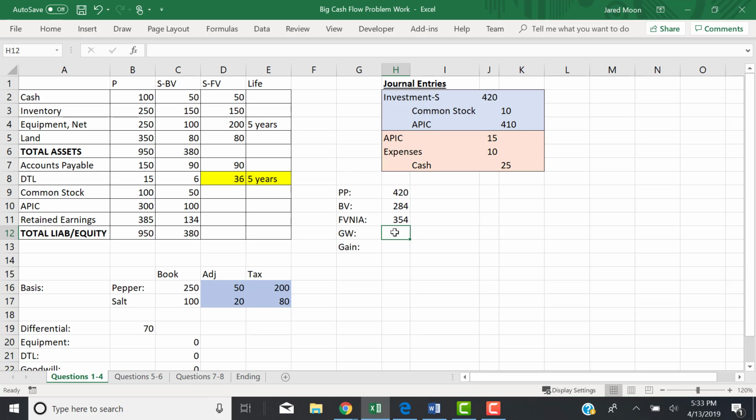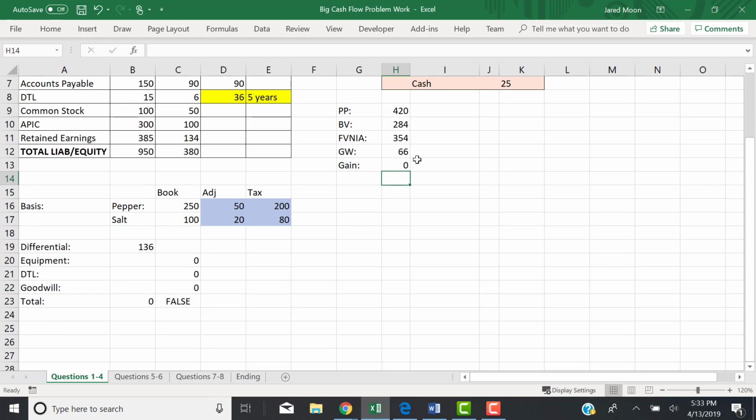To figure out the goodwill or the gain, you do the purchase price minus the fair value of net identifiable assets. So I'm going to do that minus that. And that gives me 66. So I have goodwill of 66. There's no gain because there is goodwill. If the fair value of net identifiable assets were greater than the purchase price, then I would have a gain, and I would account for that up here. But we don't. We have a goodwill, so we're going to keep going.